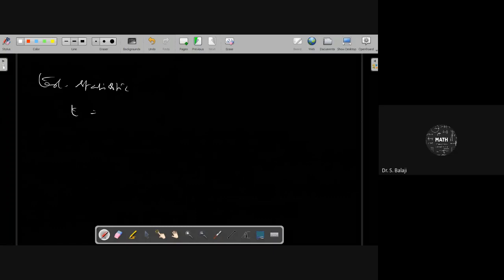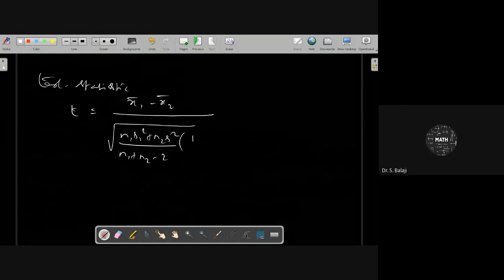Because N1 is not equal to N2, you can adopt case 1. Test statistic case 1: t is equal to x1 bar minus x2 bar divided by the square root of (N1 S1 square plus N2 S2 square) divided by (N1 plus N2 minus 2) times (1 by N1 plus 1 by N2). Can you substitute all the values one by one?